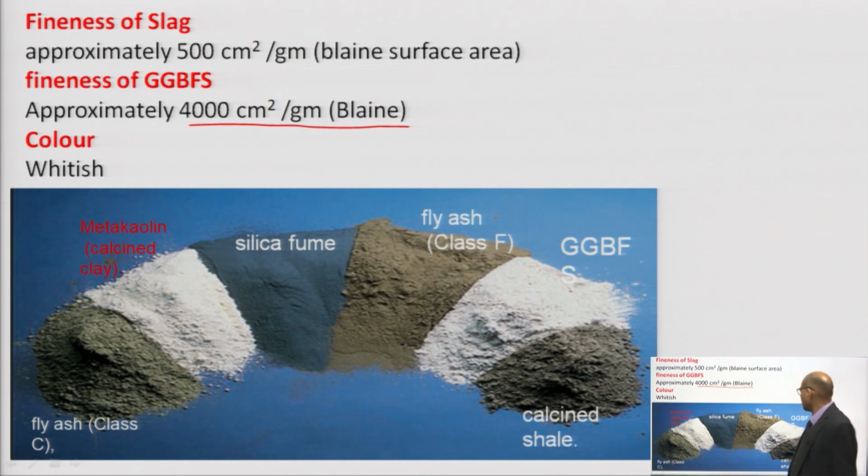The color is whitish, as I have already discussed. So, you can use it just like white cement. You can blend it with white cement also, because the color of GGBS is almost white. And if you consider fly ash, that is just like cement, and silica fume is darker. So, these are the properties of GGBS, granulated ground blast furnace slag.